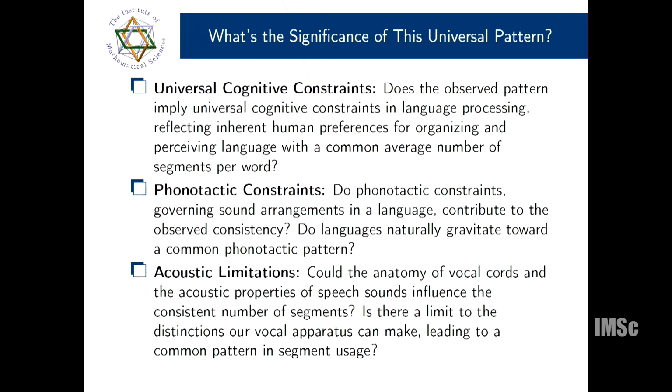reflecting the inherent human preference, which leads to these kinds of numbers. Or whether a phonotactic constraint, the arrangement of sounds, because we know that XY is very common but YX is not common. So whether this kind of sound arrangement plays a role in restricting some boundaries, or even the acoustic limitation, the anatomical position, the condition of our vocal cord, may lead to these limited numbers. So these are still open questions. So yeah, this is the kind of work we do.